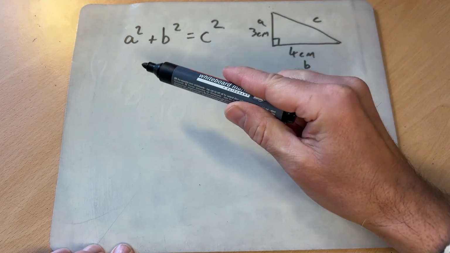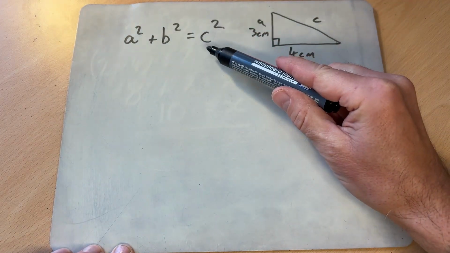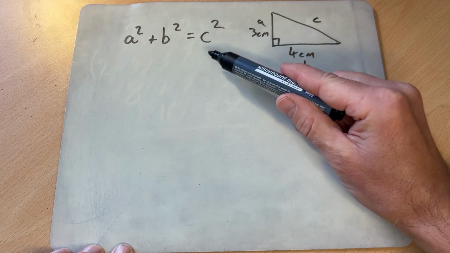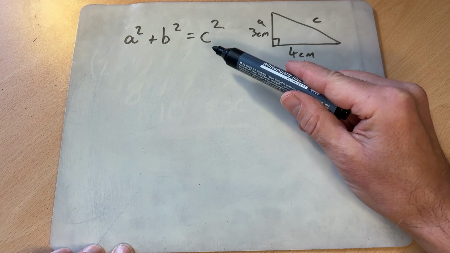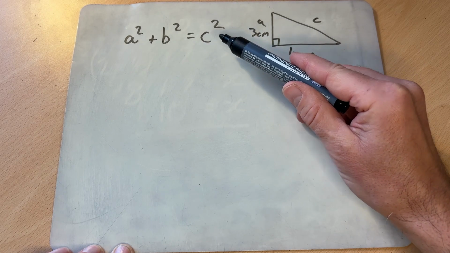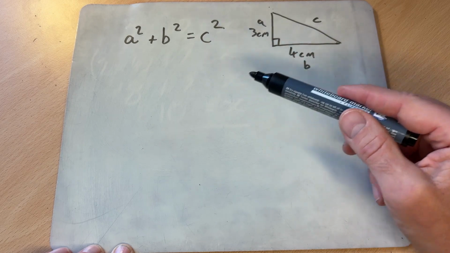So here's our formula. A squared plus b squared equals c squared. So we can see that what we're wanting to find is going to be over here. At the moment it's squared, but we'll probably want to find c without the square. We'll come to that a little bit later.